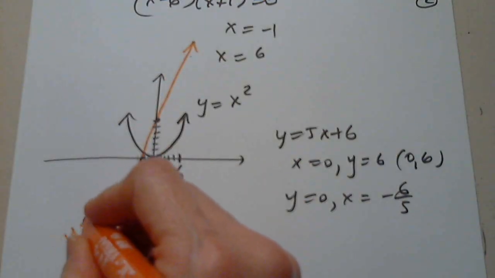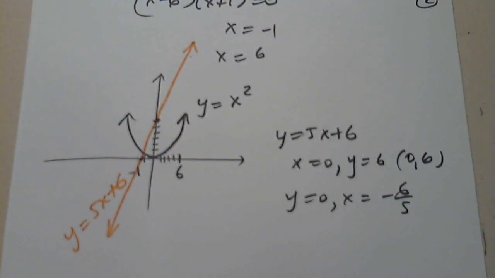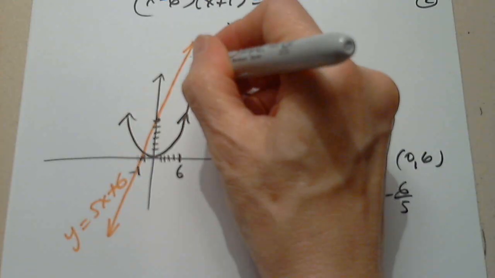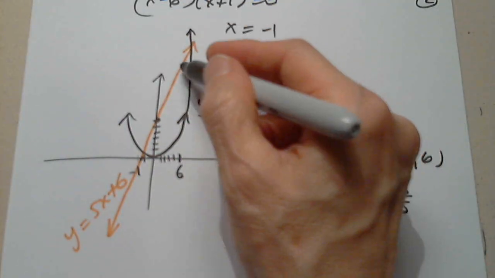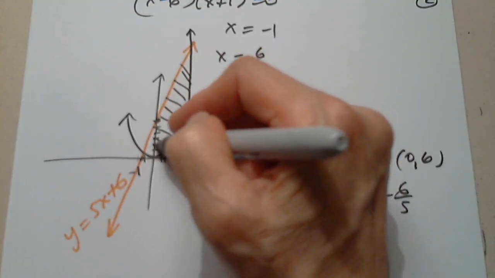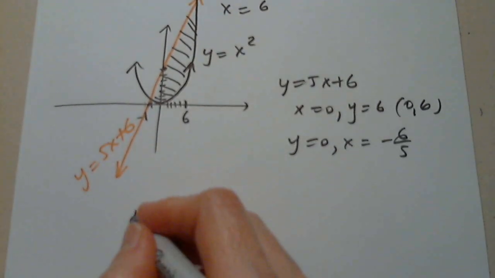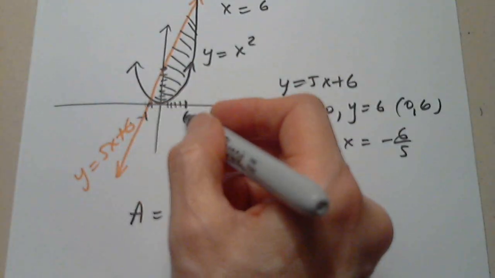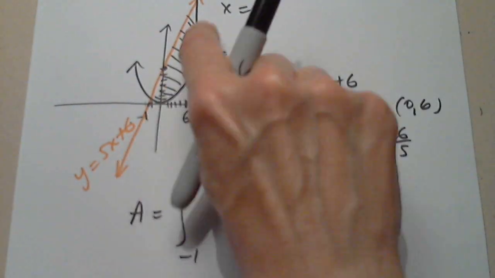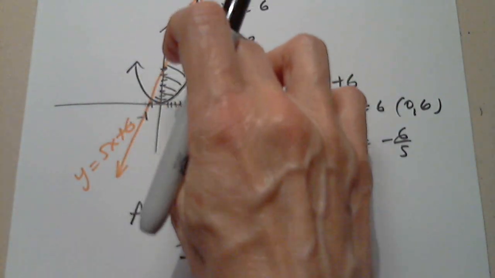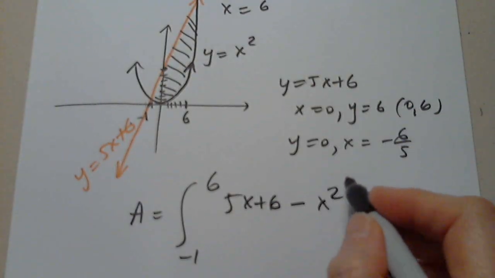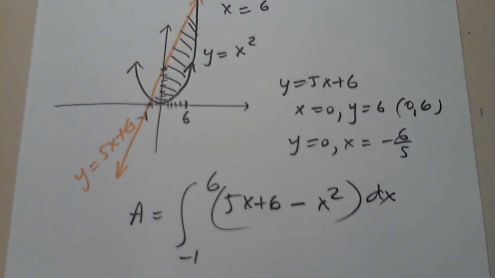So this is a line y equals 5x plus 6. And now I have to extend the graph to the y-axis. So that's how I get this area. So then the area is the integral from -1 to 6 of above minus below. And yes, you can put it in the graphing calculator.